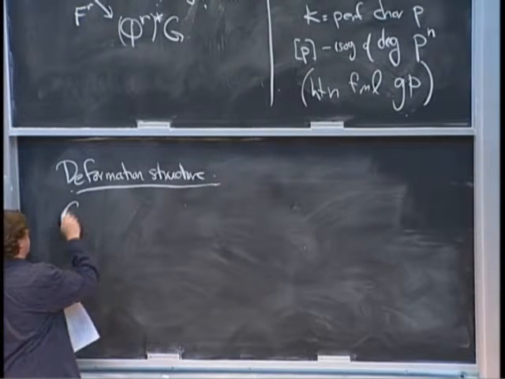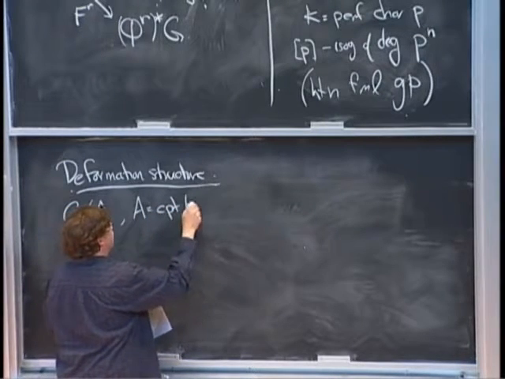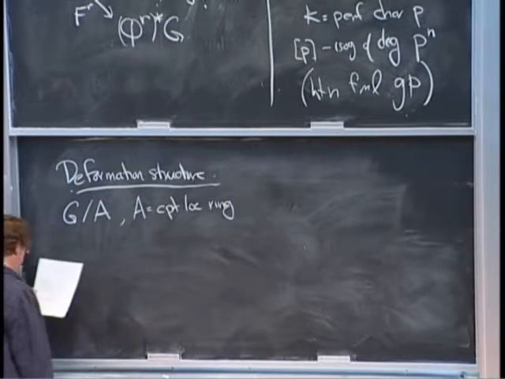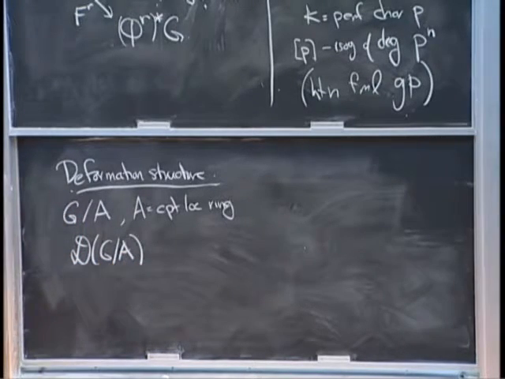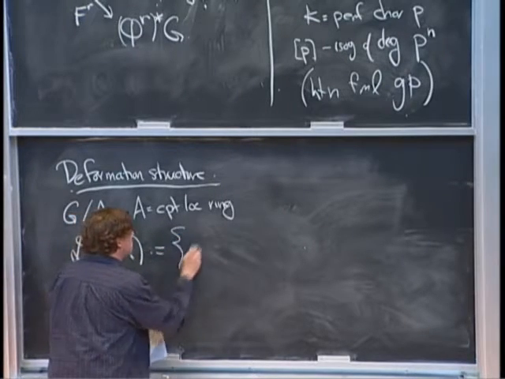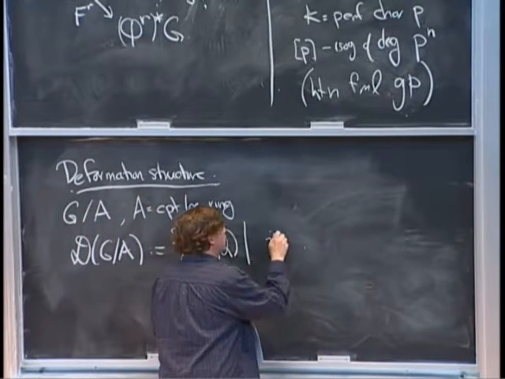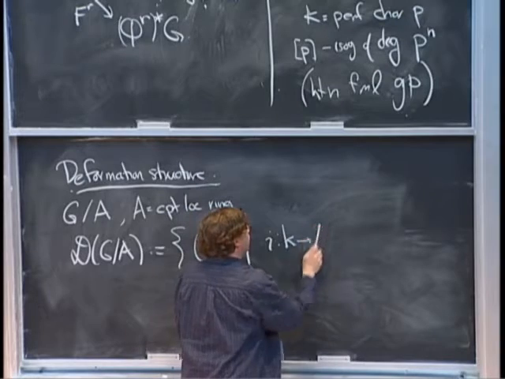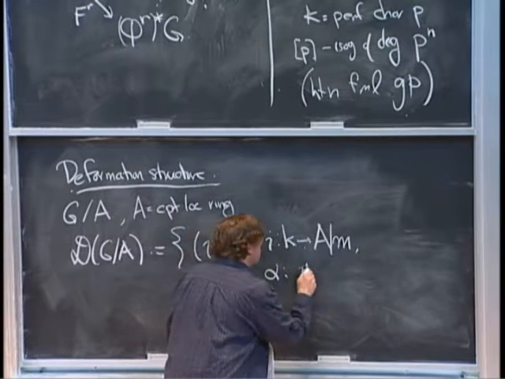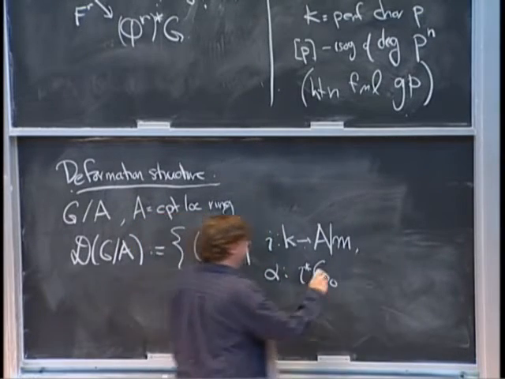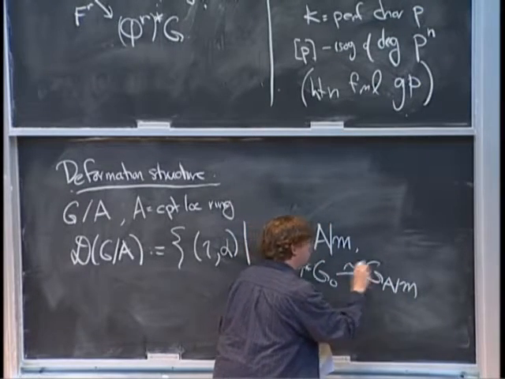So let's give an arbitrary formal group over A. A is going to be a complete local ring. And I'll define a set. Let's call this script D of G_A. This will be the set of pairs, I and alpha. I is an inclusion of the field K into A mod its maximal ideal. And then alpha is an isomorphism of formal groups from the base change of G0 to A mod M to the base change of G to A mod M.